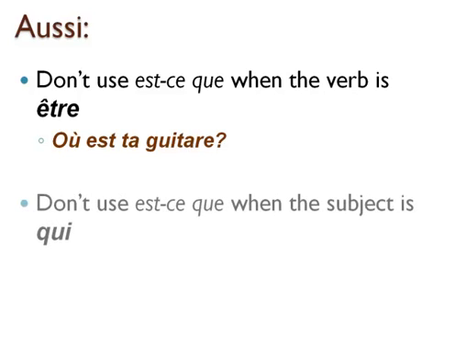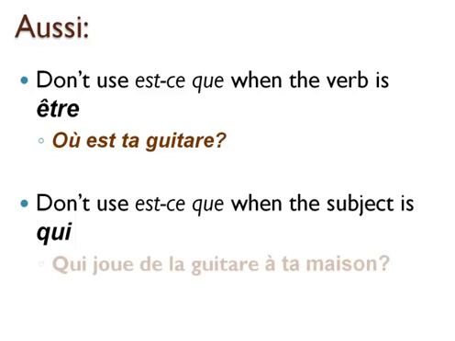Also, if your subject in your question, the person that you're talking about, is the word qui, who, you're also not going to need to use est-ce que. The word qui would be wherever somebody's name would have gone in a statement. So for example, qui joue de la guitare à ta maison? Who plays guitar at your house? Notice qui is right there at the beginning, and we don't need to have est-ce que following it. We just put qui where, for example, if we wanted to say mon père joue de la guitare, we would just put qui where the subject would go in the sentence.